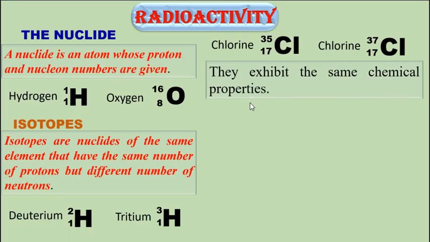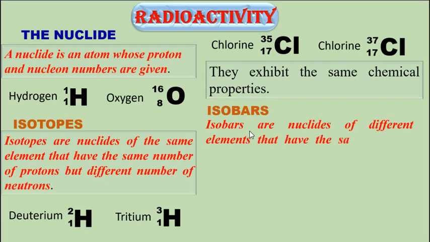So now, having seen that, we are going to look at the next one, isobars. Isobars are just the opposite of isotopes. What then are isobars? Isobars are nuclides of different elements that have the same nucleon number but different proton number. That's why I said it's just the direct opposite of the first one. The first one is that nucleon number varies, proton number the same. In isobars, the proton number varies, the nucleon number the same.